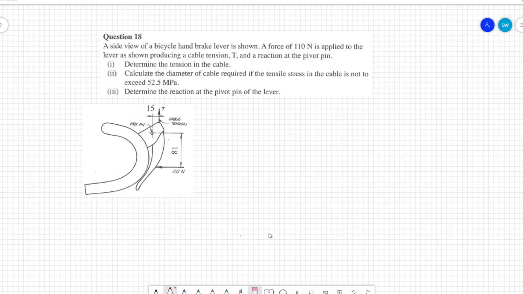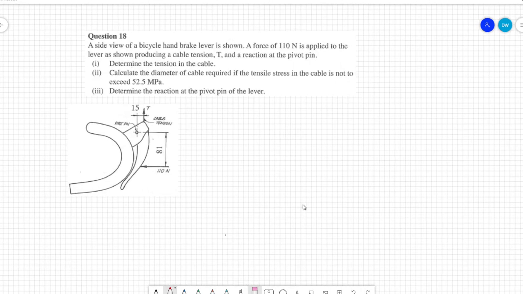Hi everyone. In this video, we're just gonna continue on looking at a few more typical mechanics problems. Once again, exactly the same thing as last time. We're just gonna decompose the forces, calculate reactions, and all that stuff.